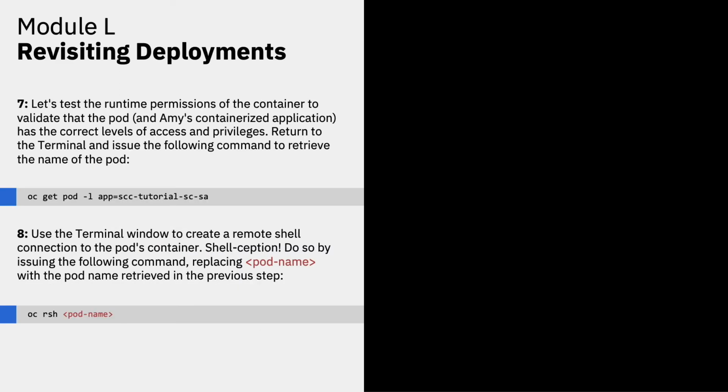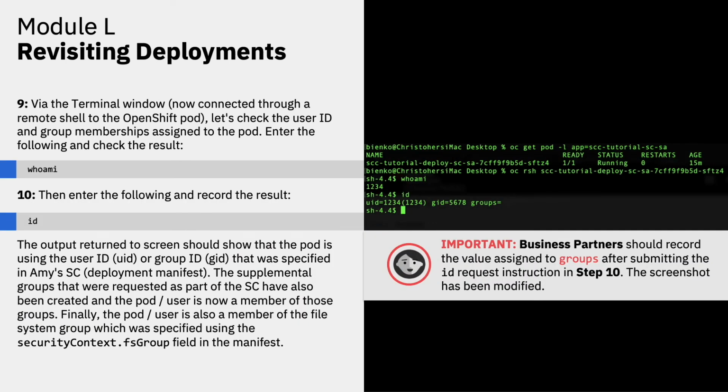Let's test the runtime permissions of the container to validate that the pod and Amy's containerized application within it has the correct levels of access and privileges. Return to the terminal and issue the following command to retrieve the name of the pod. Next, use the terminal window to create a remote shell connection to that pod's container. Do so by issuing the following command, replacing the pod name with the name retrieved in the previous step. Via the terminal window, now connected through a remote shell to the OpenShift pod, let's check the user ID and group permissions assigned to the pod. Enter the following and check the results.